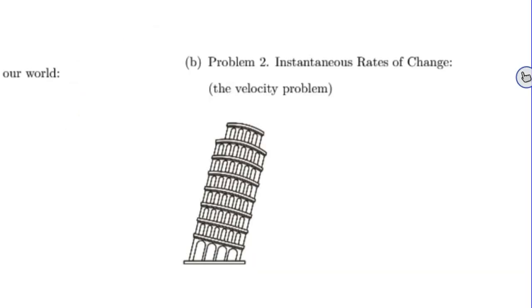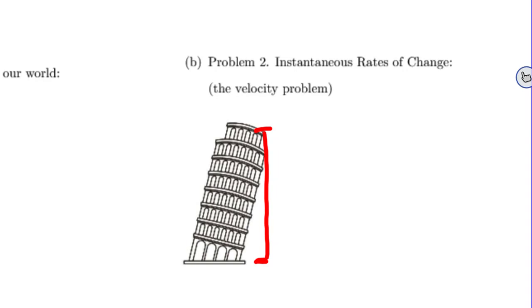The second problem is the instantaneous rates of change problem. How do we determine the instantaneous velocity of something? So for example, here we've got the good old Leaning Tower of Pisa, which has entered into mythology as the tower Galileo dropped a ball off of. I don't think he did that at all. But regardless, we drop the ball off the Leaning Tower of Pisa and it falls, right? And it falls this much. I don't know how tall the tower is. It falls this much in a certain fixed amount of time.